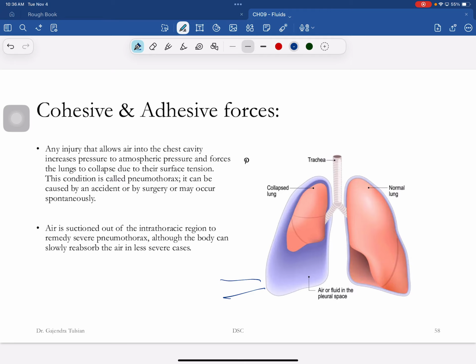All right, so air is suctioned out of an intrathoracic region to remedy severe pneumothorax, although the body can slowly absorb the air. Any injury that allows air into the chest cavity increases the pressure to atmospheric pressure and forces the lung to collapse due to the surface tension. This condition is called pneumothorax. It can be caused by an accident or surgery, or may occur spontaneously too. Okay.